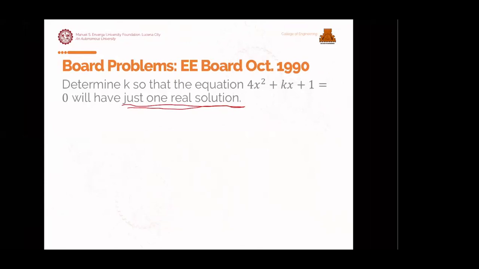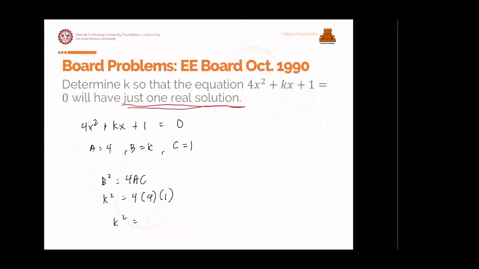Pero identify muna natin. So, ito 4x squared plus kx plus 1 is equals to 0. Ang a natin is equals to 4. Ang b natin is equals to k. And ang c natin is equals to 1. Then, having one real solution, ibig sabihin, b squared natin is equals to 4ac. So, substitute lang natin directly. K squared is equals to 4 times 4 times 1. So, we have k squared is equals to 4 squared. Square root lang natin both sides. That will be k is equals to 4. So, that is the value of k dun sa given problem natin.